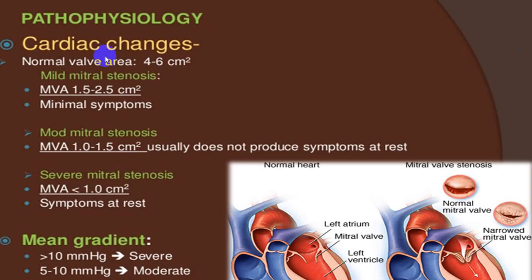So depending upon the area and gradient, and some people also utilize the symptoms. If the valvular area is between 1.5 to 2, it is mild. Between 1 to 1.5, moderate, and severe is less than 1 square centimeter and the person is symptomatic. And gradient wise, we have already told you, more than 10 millimeters is severe, between 5 to 10 is moderate, and less than 5 is mild.